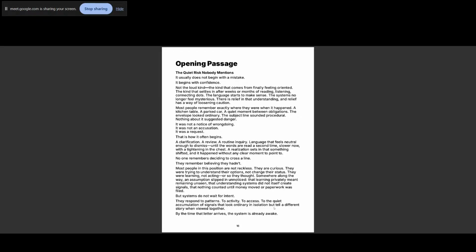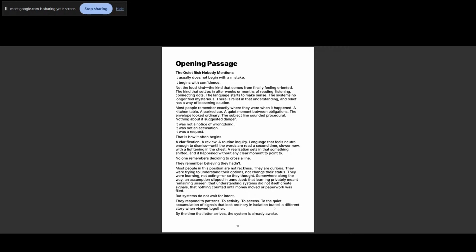Opening passage. The quiet risk nobody mentions. It usually does not begin with a mistake. It begins with confidence, not the loud kind, the kind that comes from finally feeling worthy. The kind that settles in after weeks or months of reading, listening, connecting dots. The language starts to make sense. The systems no longer feel mysterious. There is relief in that understanding, and the relief has a way of loosening caution.